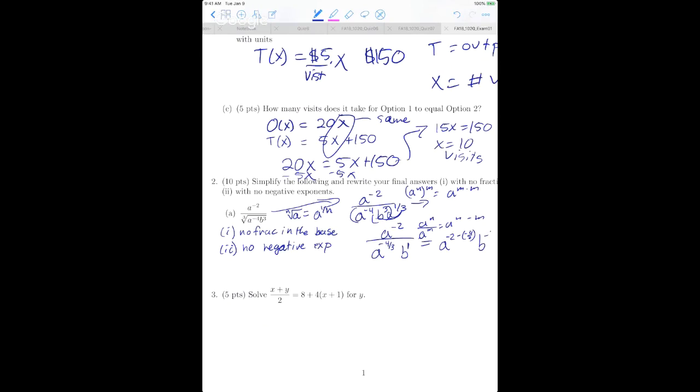And then that'll be b to the -1 there. So kind of brought everything to the top. So I kind of used this rule too. 1/a to the n is a to the -n. So I used both of these rules in this step right here.